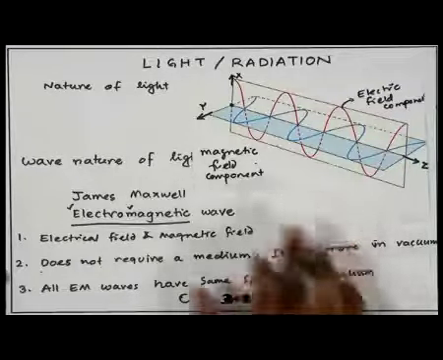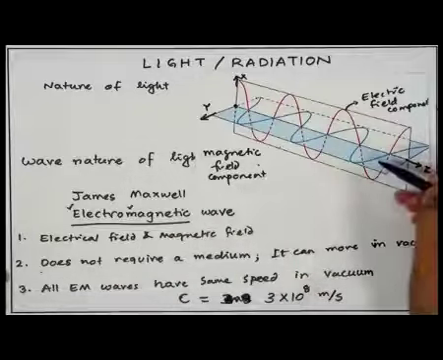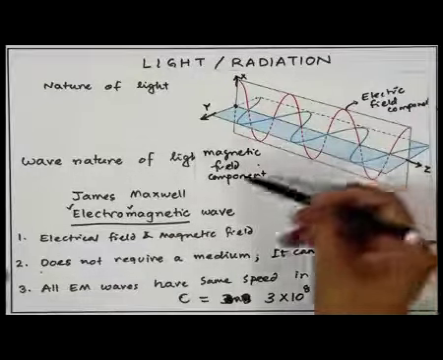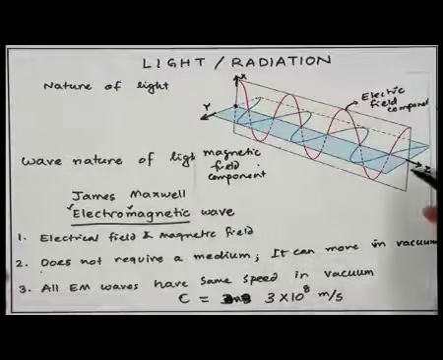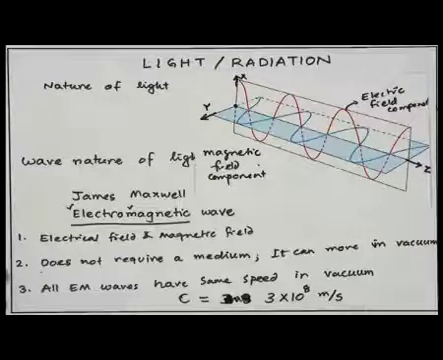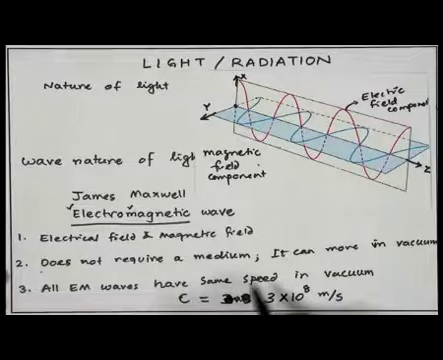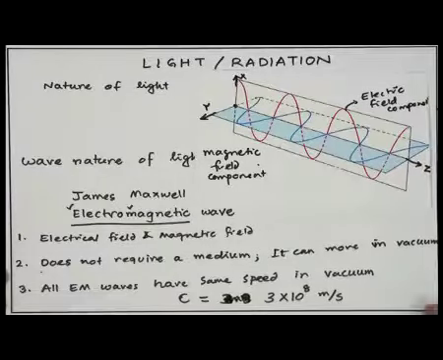So, electromagnetic radiation, of which light is an example, has an electric field component and a magnetic field component, and they are perpendicular to each other. To move, it does not require a medium, and all electromagnetic waves travel at the same speed in vacuum, and the speed is 3 into 10 to the power 8 meter per second, which you know as the speed of light.